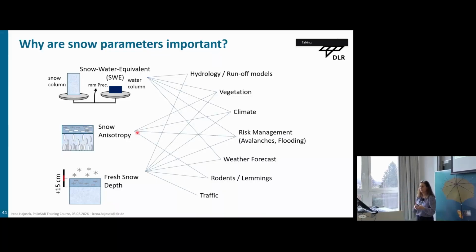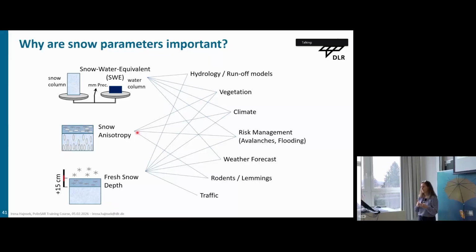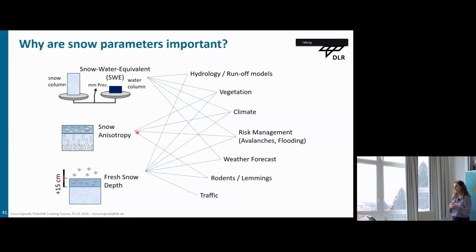This is important for all different kinds of relations: for hydrology, runoff, also for water availability, for vegetation, in general for the climate, and for droughts, risk management in terms of flooding, but also avalanches, and any kind of different things. But also, in principle, for all the animals that are outside, they also need snow and the cold, and clearly also traffic information.